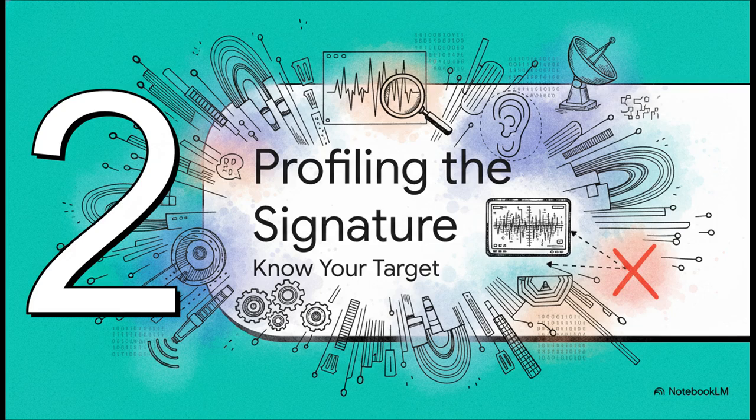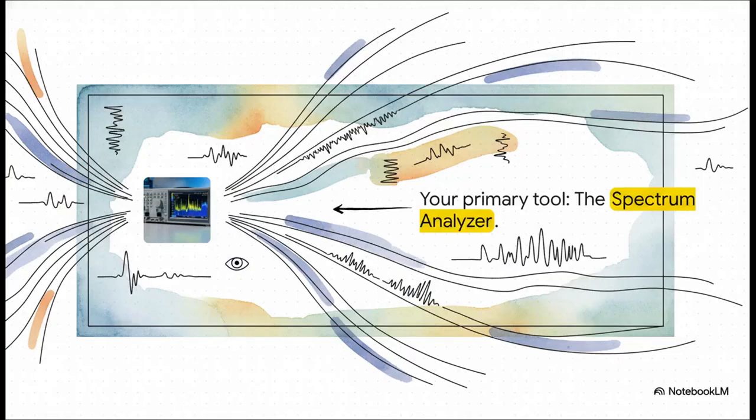You've got to ask, what's its signature? How does it behave? Is it on all the time or does it come and go? Answering these questions is the first, and I mean the first, crucial step. And your number one tool for this, your absolute go-to, is the spectrum analyzer. Think of this as your eyes on the RF spectrum. It lets you see the signal, measure its strength, and, most importantly, identify its unique signature. Everything really does start right here.